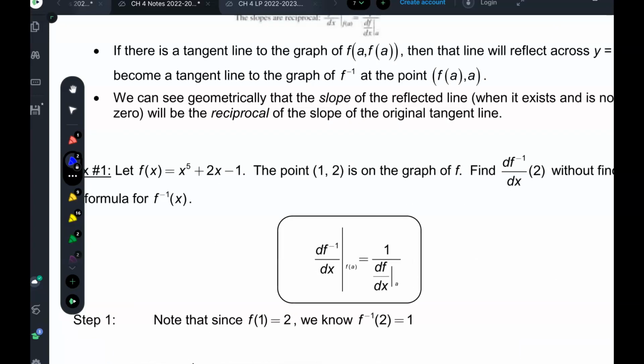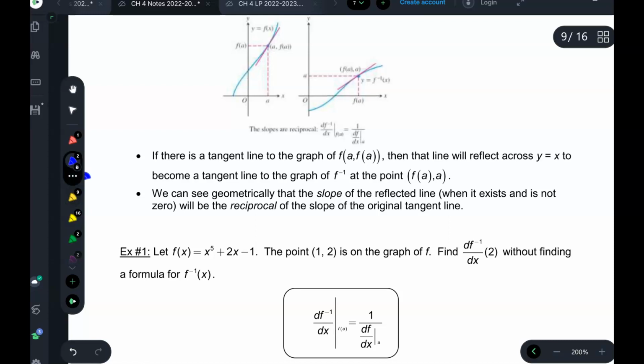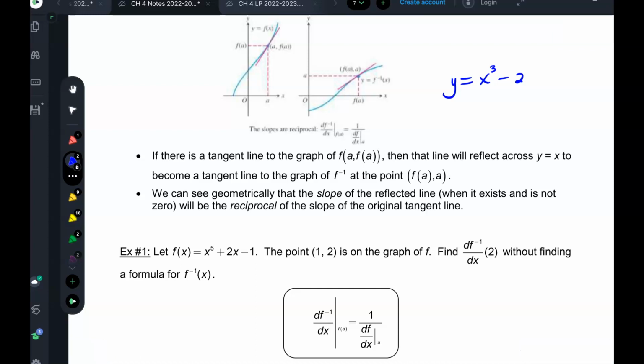If I'm asking for the derivative of the inverse, here's the situation. Sometimes it's not possible for us to find the inverse function. Let's say I gave you x cubed minus 2. Can I find the inverse of that? Yeah, that's really easy. I would switch the values of x and y and isolate y, and that would be my inverse.